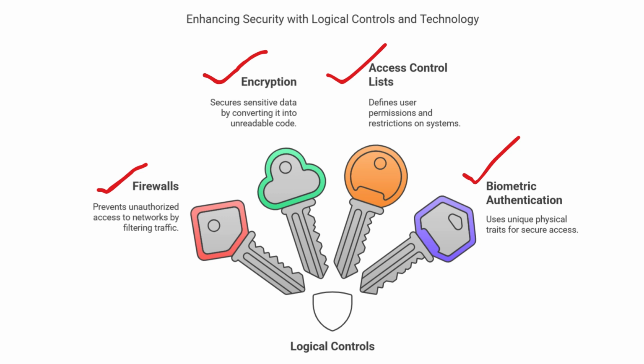So, the logical controls automate and enforce security, reducing human error and protecting systems from cyber threats. Firewalls act as a gatekeeper, blocking unauthorized network access. Encryption protects sensitive data from hackers and unauthorized access. ACLs define user permissions, preventing data leaks. And biometric authentication enhances security by using unique physical traits. These technical security measures work together to create a strong, automated defense system for any organization.